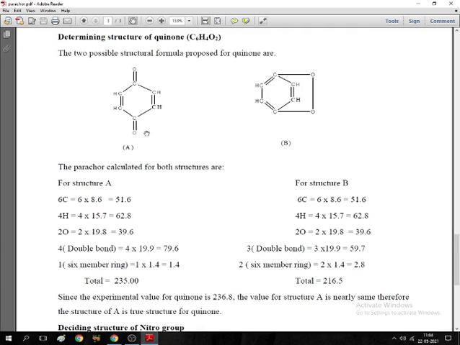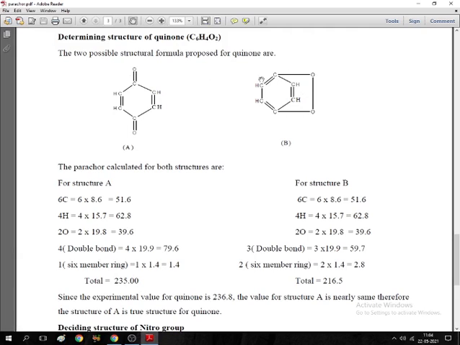Now 4 double bonds are there, 1 2 3 4, 4 double bonds. One double bond is 19.9. 4 into 19.9 is 79.6. Now this is a 6 membered ring and its value is 1.4. If you add all these we will get 235. Now this is the calculated parachor value for structure A.